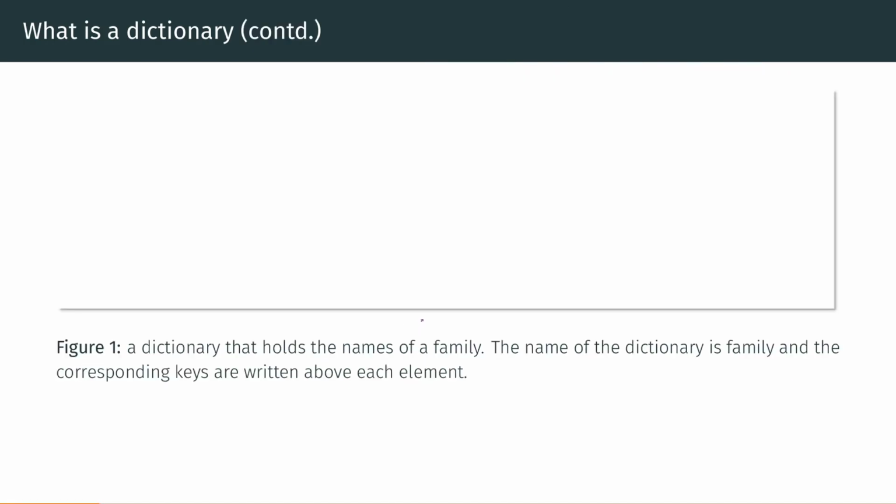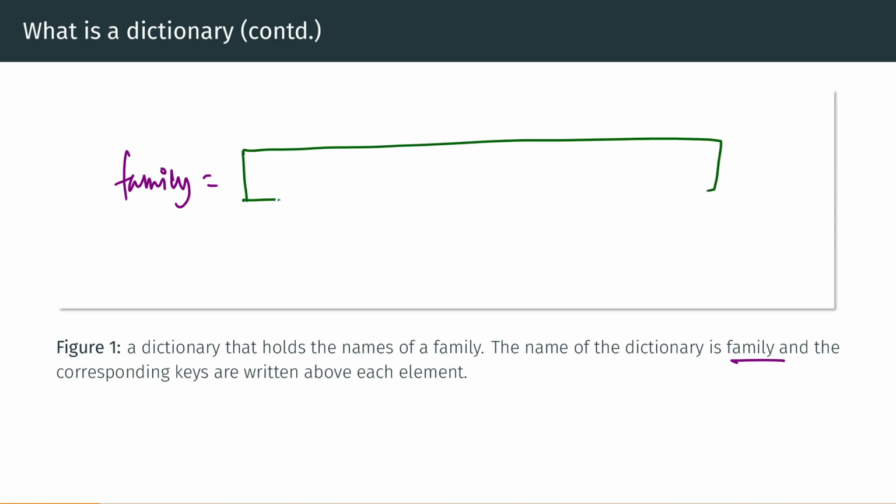So what does a dictionary look like? Okay, so what I'll do is I'll create a dictionary. The name of the dictionary would be family. Okay, and the corresponding keys would be written above each element. So the dictionary looks like this. The name of the dictionary is family, right? And it looks quite similar to a list. Okay, and in this case, let's say the family has 4 members.